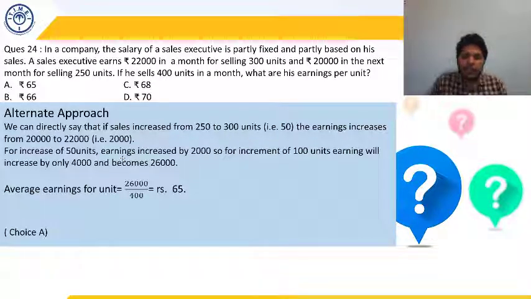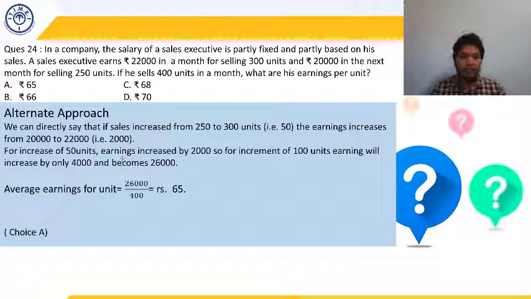Now what sales do we want? We want 400 units to be sold in a month. When I was selling 300 units in a month, I was getting 22,000. From 300 to 400, there is an increase of 100 units. I know that for an increase of 50 units, there is an increase of 2,000 in my salary. So for an increase of 100 units, the increase in earning is going to be double, which is 4,000. So from 22,000, it will become 26,000.